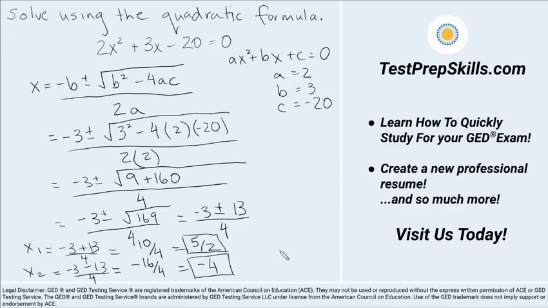And that's how you can use the quadratic formula to find your two roots, or your two values of x, your two solutions to an equation in this format, ax squared plus bx plus c equals 0.